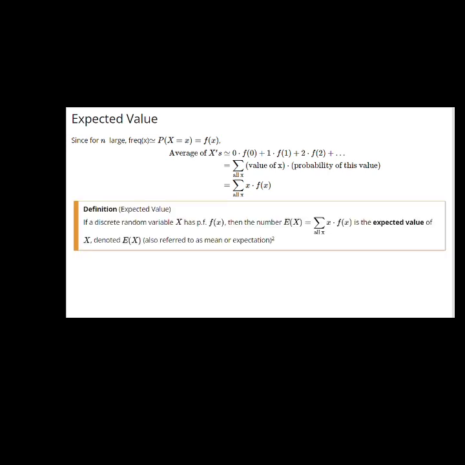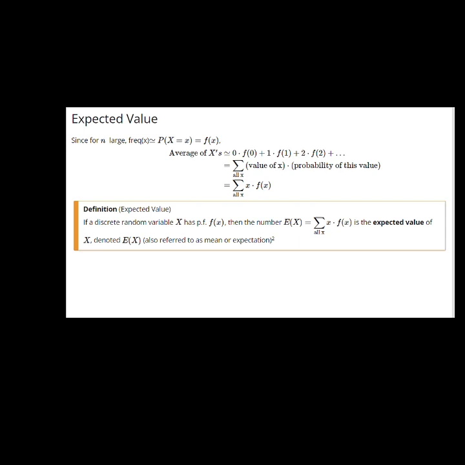Expected value. For large values of n, we think the frequency of a value, x, should be close to the probability that the random variable takes that value, the probability x equals little x, or the probability function, little f of x, which is to say that the average of all of the random variables x should be approximately 0 times f of 0, plus 1 times f of 1, plus 2 times f of 2, and so on. This is the sum over all possible values of x, x times the probability of this value. The sum over all x, x times f of x. This is the definition of the expected value.